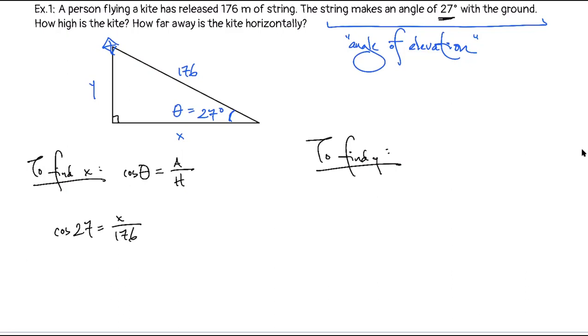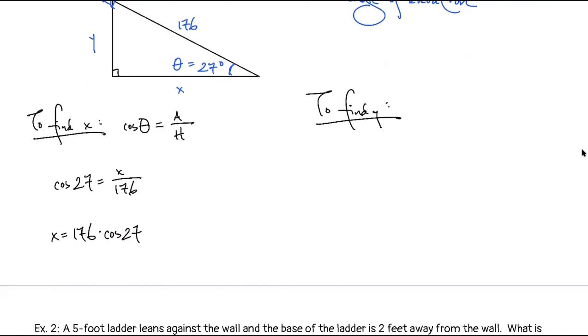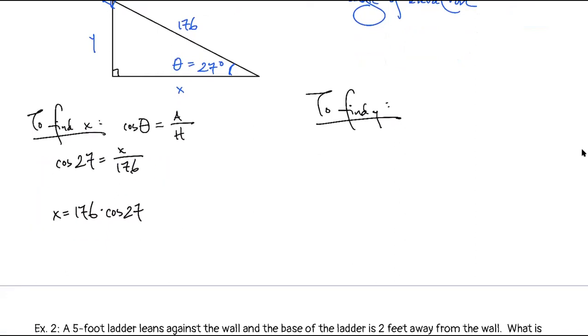How do I get that x by itself? Exactly. We multiply that 176 to both sides. So we're going to get x equals 176 times cosine 27. And, whoa, I ran out of room. And if we type that out on the calculator, 176 times cosine of 27, make sure you're in degrees, you should get 156.817 meters.